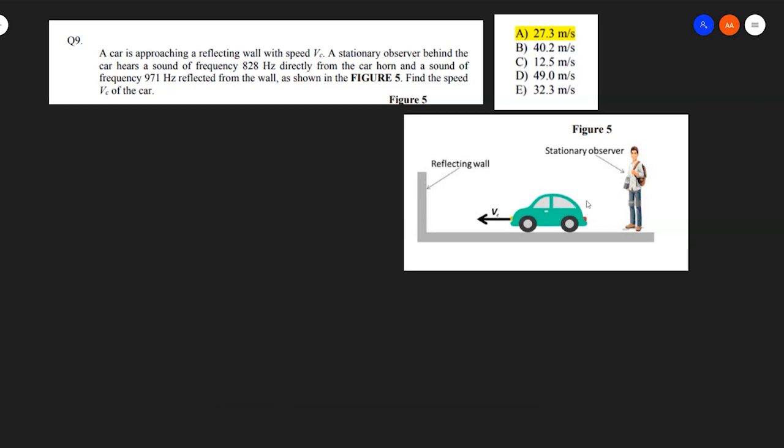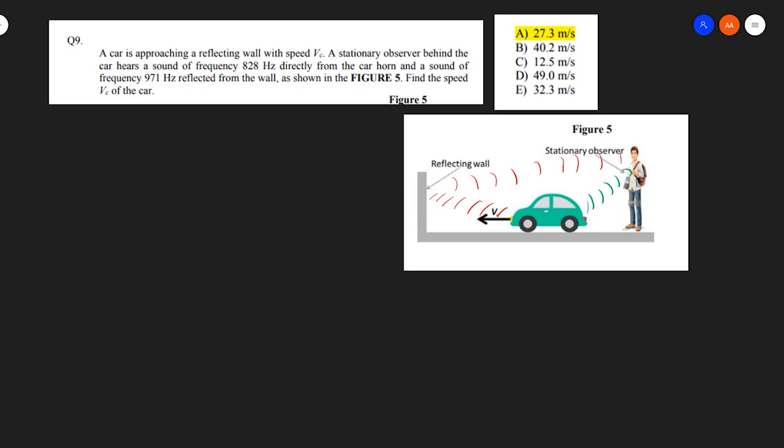So we have a sound which comes directly like this from here, and another sound, it comes reflected from the wall. So we have two sounds. Find the speed VC of the car. So they give you the two frequencies that they hear here, and you need to find what is the velocity of the car.